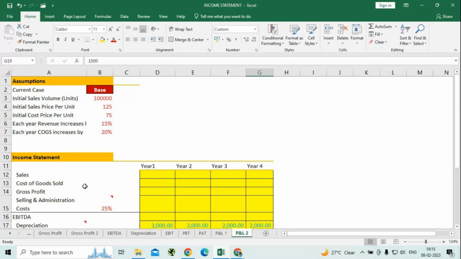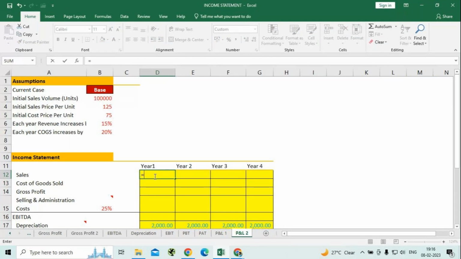Now the ball is in your court. You people are going to teach me how to prepare this income statement. Whatever we have learned till now, we are going to put it over here. So please guide me. Sales will be sales volume into initial sales price per unit. If you give me that value, that could be good.